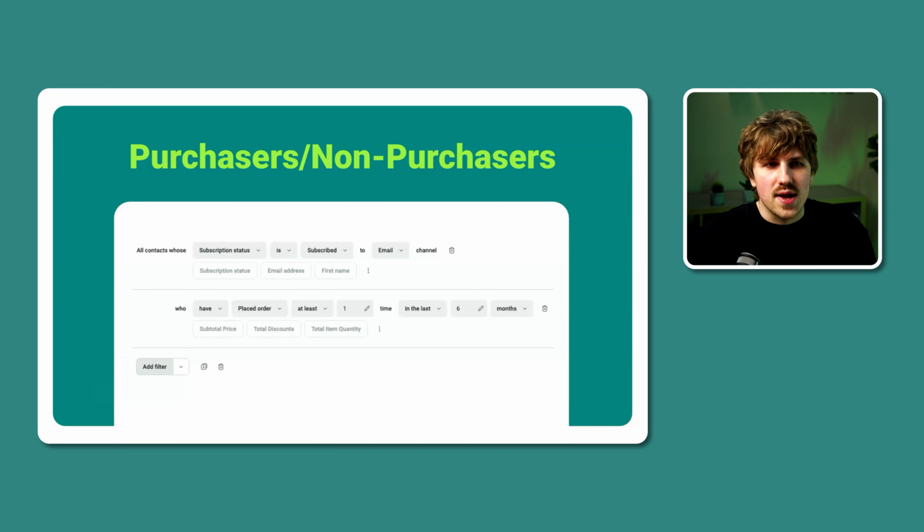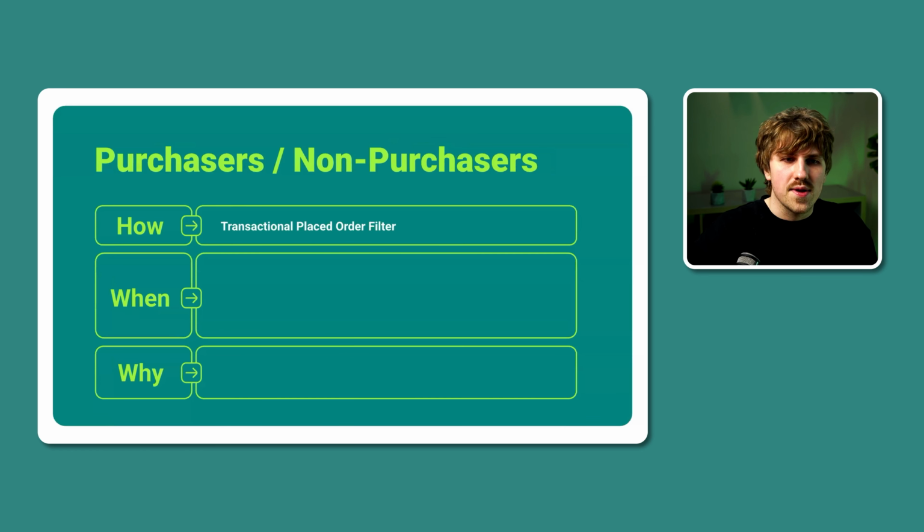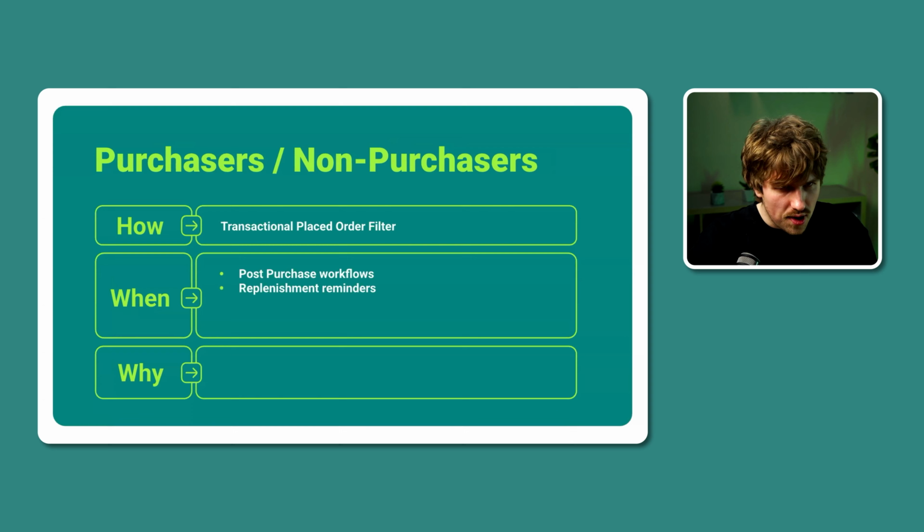And purchasers and non-purchasers, right here it's very simple. Place an order at least one time in the last 6 months. How to do it? Transactional, placed order filter. So you'll see that from the filter dropdown, and when to use it: in the post-purchaser workflows, replenishment reminders, cross sales as well, and splits in the automations.